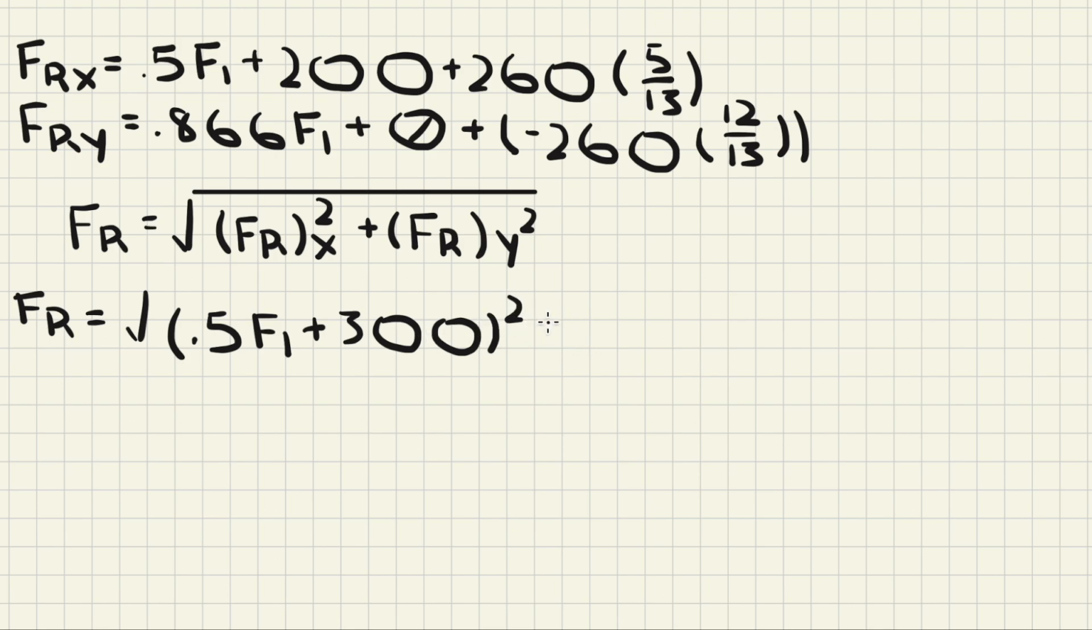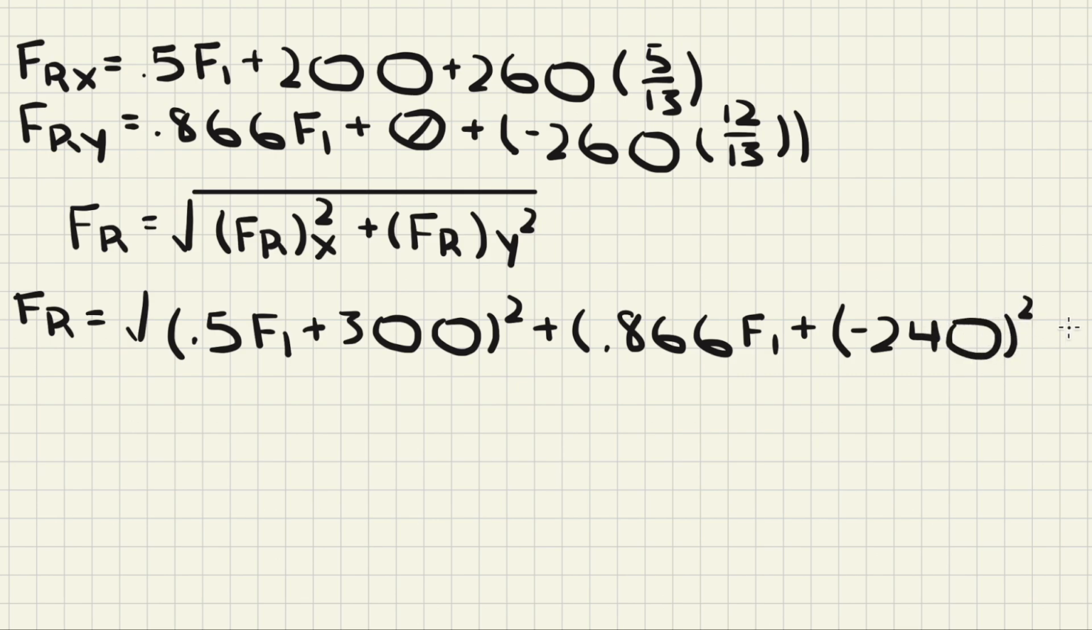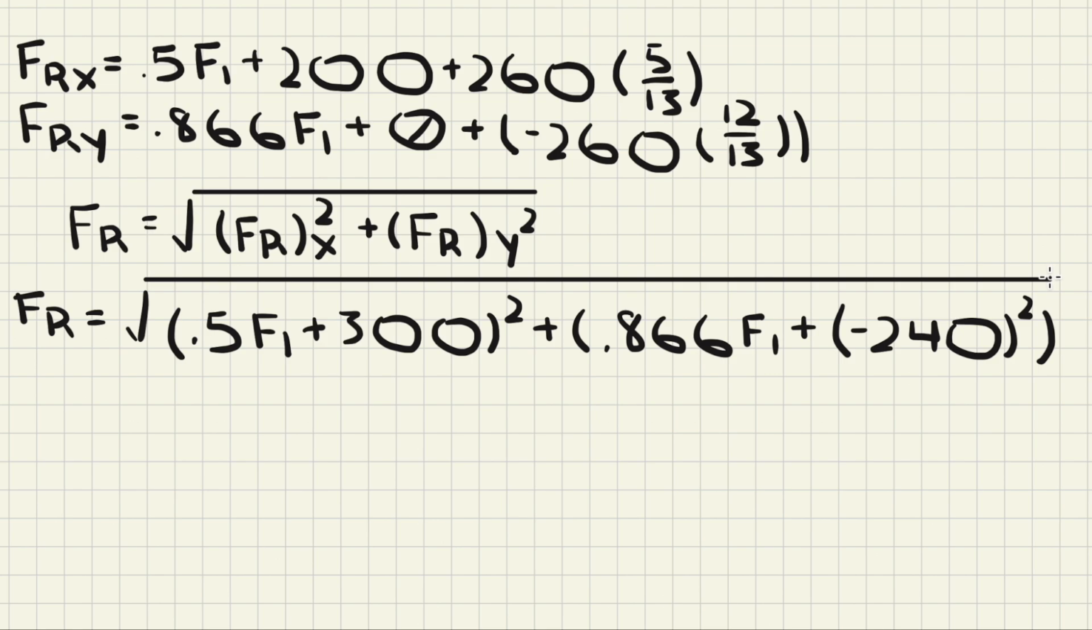Squared plus this one right here, 0.866 f1 plus, and then this negative 260, 12 over 13 is equal to negative 240 squared. So that's our whole equation for that one.